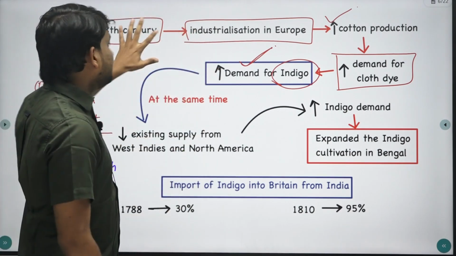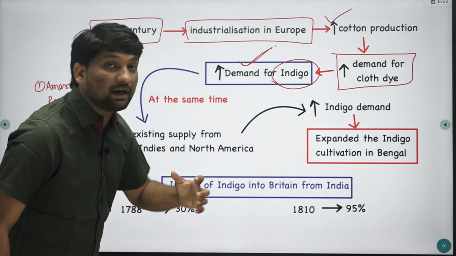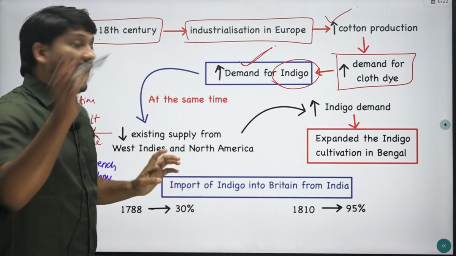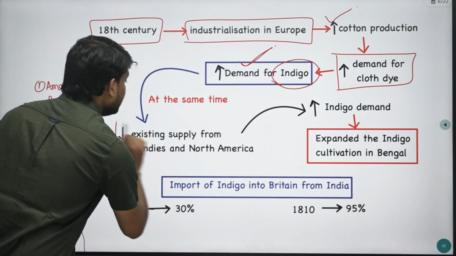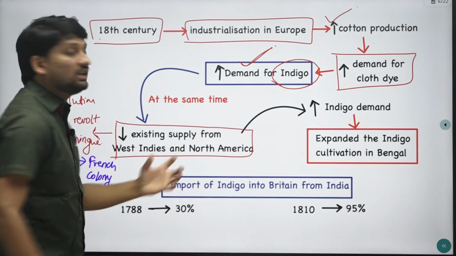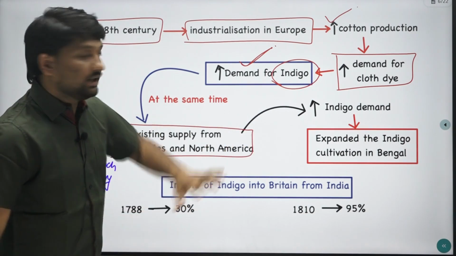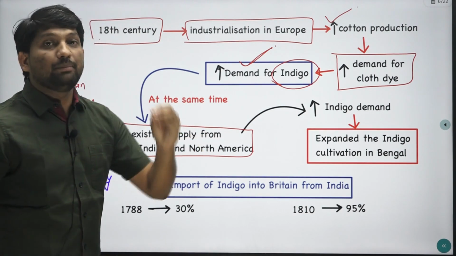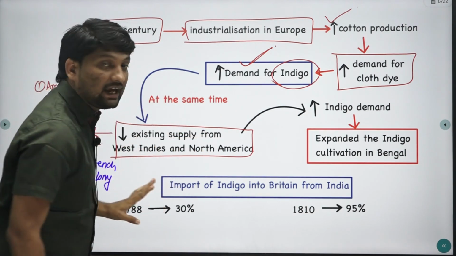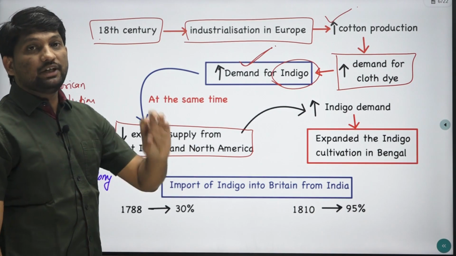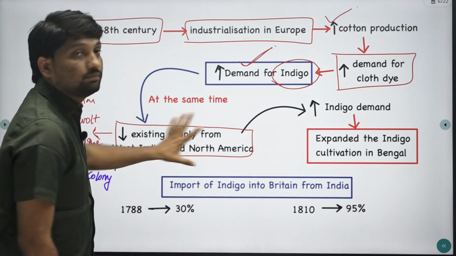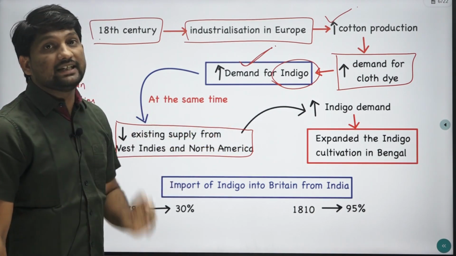Remember, during this 18th century, there was an increase in demand because of industrialization. At the same time, there was a decrease in the supply from West Indies and North America. Their main suppliers at that time were the Caribbean islands and America, but during this time the supply from both of these regions decreased.